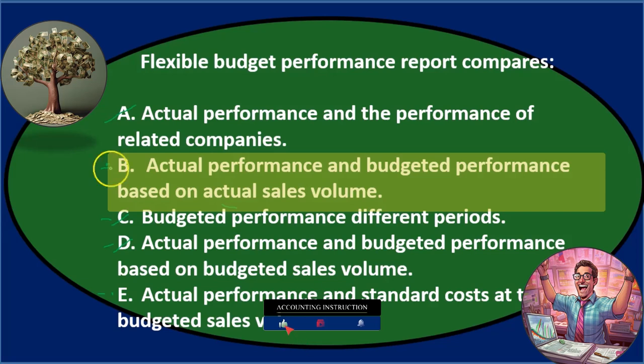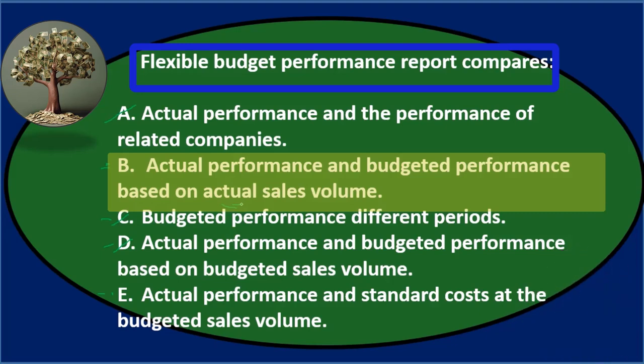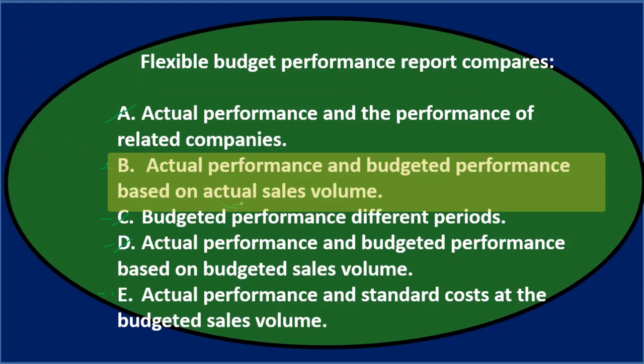And then when we have the performance report, the point of the flexible budget is for us to be able to compare the actual results in an apples to apples, same thing to same thing type of process, meaning we're going to flex our budget to be equal to what the actual sales volume is so that we can then make a comparison and be comparing like items based on the sales volume. So final answer, flexible budget performance report compares B, actual performance and budgeted performance based on actual sales volume.